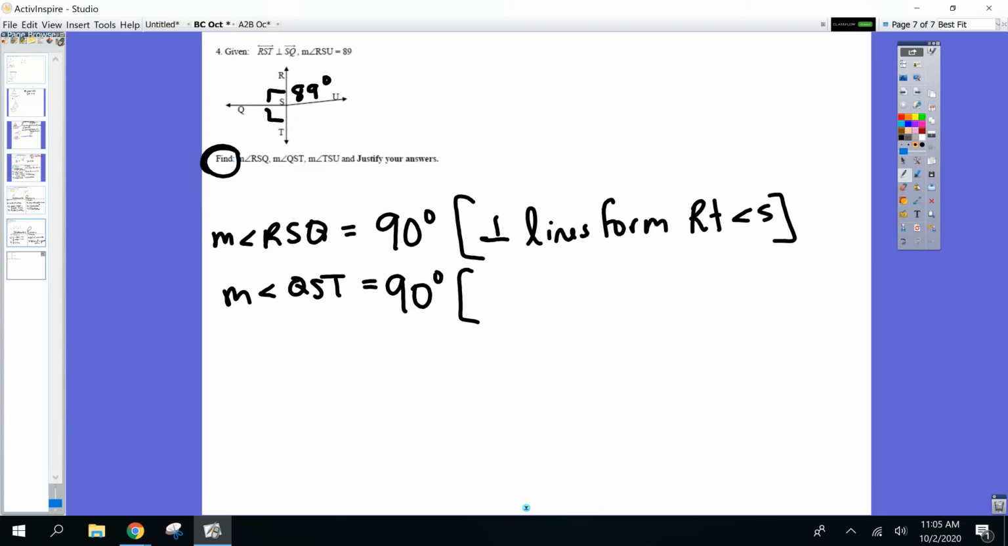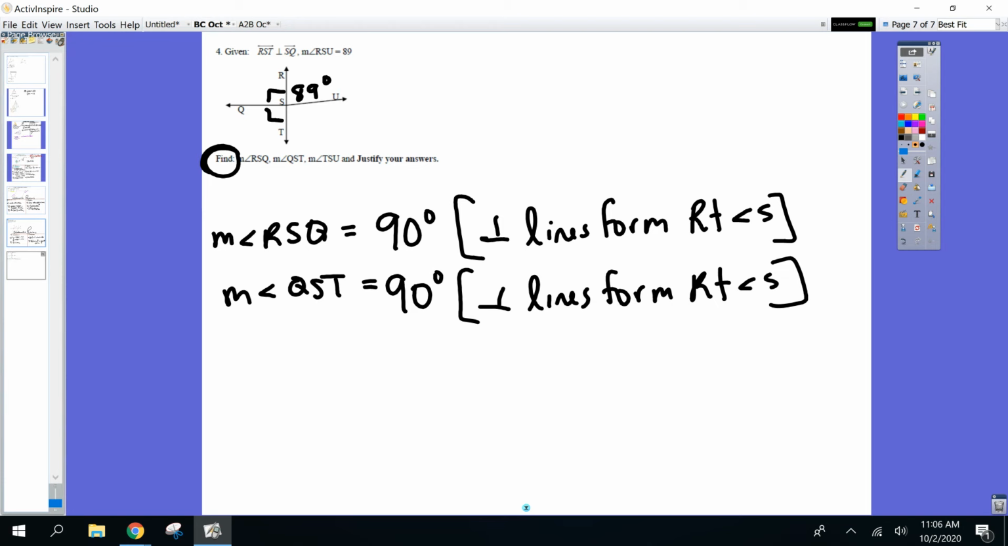Because RSQ and QST are supplementary. Okay, he said they're supplementary. That's fine. They're linear pairs, so they're supplementary. You can also use, again, perpendicular lines form right angles, because that was part of the perpendicular line. Guys, there's a lot of ways you could go about justifying. But again, they're supplementary. They're linear pairs.